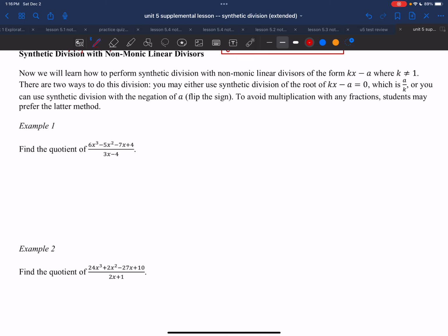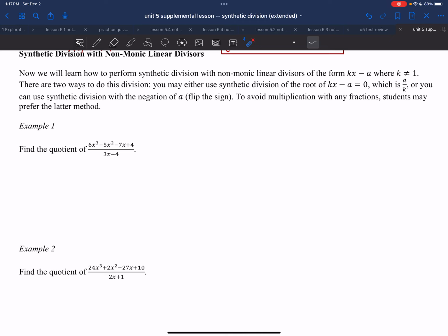So what we're going to talk about is three things in here. Non-monic linear divisors, meaning it's this thing right here. It says kx minus a, where k is not 1. So, like if I had 3x plus 1, right? It's linear because the power is 1, but it's not monic because the leading coefficient is 3 and not 1. So first we're going to talk about that.